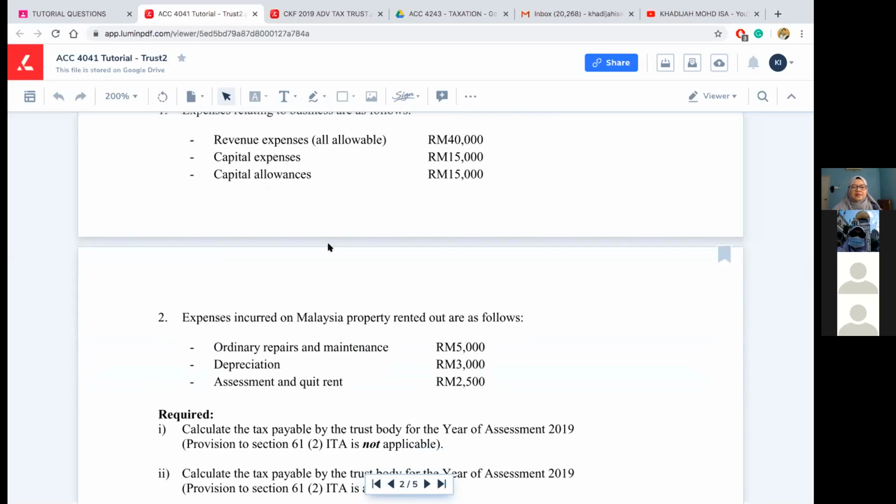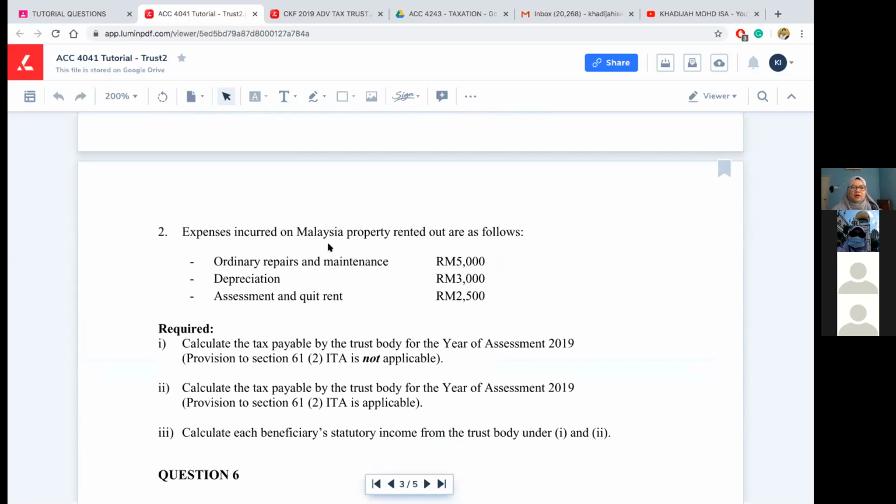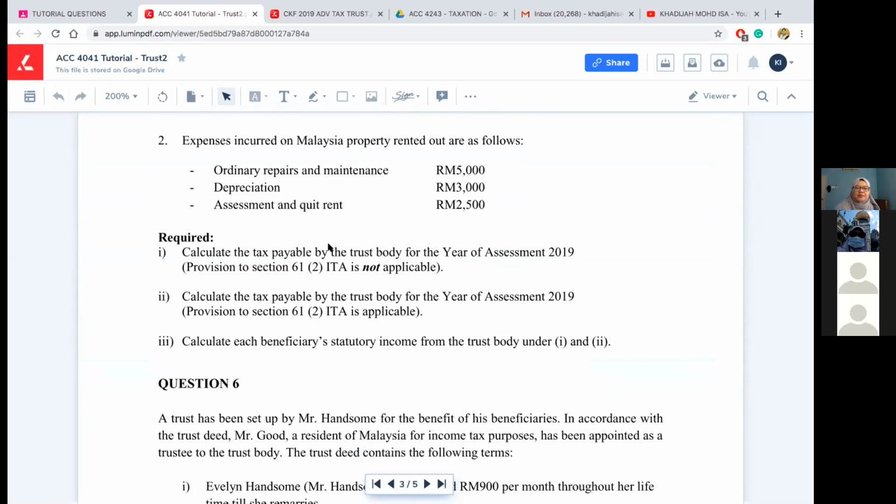Expenses for the Malaysian property rented out are as follows: ordinary repairs and maintenance. This one is for your property, right? For your rental income above 100,000, then you can minus your ordinary repairs and maintenance. You can't minus your depreciation, but you can minus your assessment and quit rent. Required, calculate the tax payable by the trust body for the year of assessment 2019.